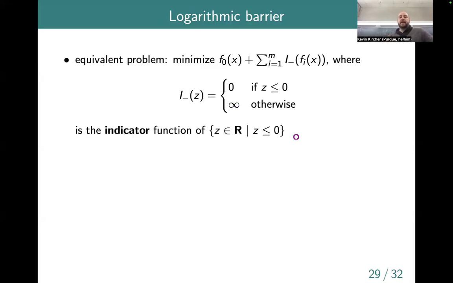So the idea behind what are called barrier methods, which are very closely related to interior point methods, is to approximate this thing up here and to build tighter and tighter approximations to this indicator function as we progress through the algorithm.